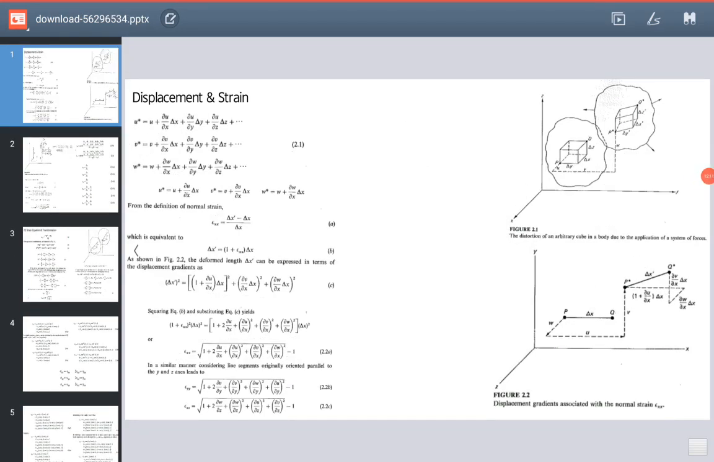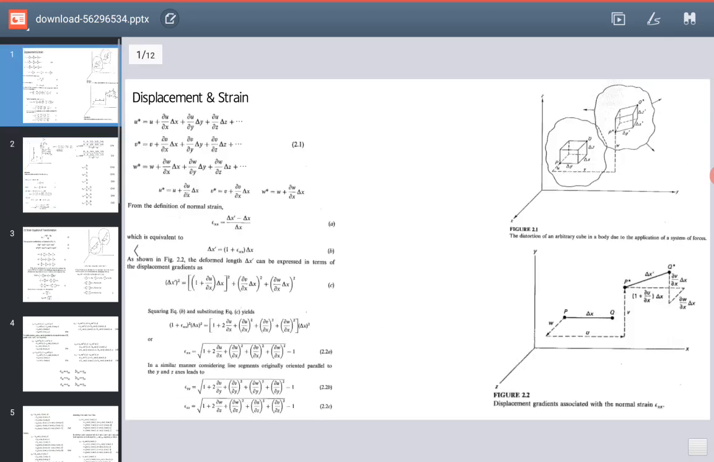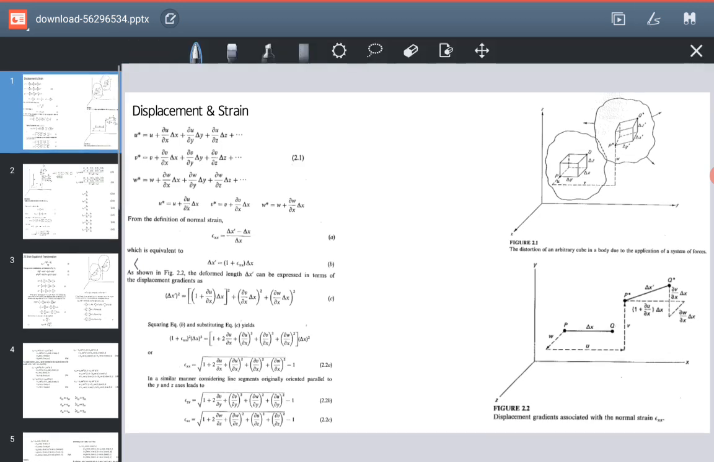All right. One thing I forgot to tell you is the reason why y tends to 0 and z tends to 0. In your book it is written that if you see figure 2.2, the only change that is being observed is in the x.